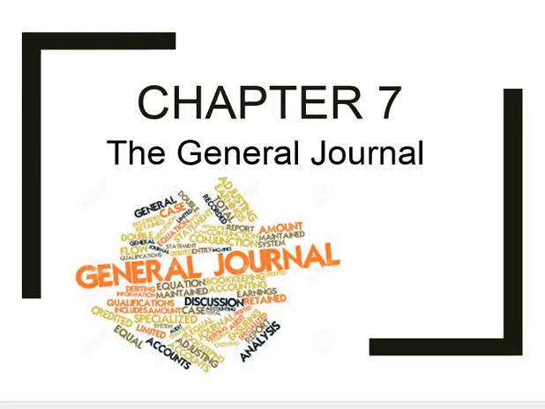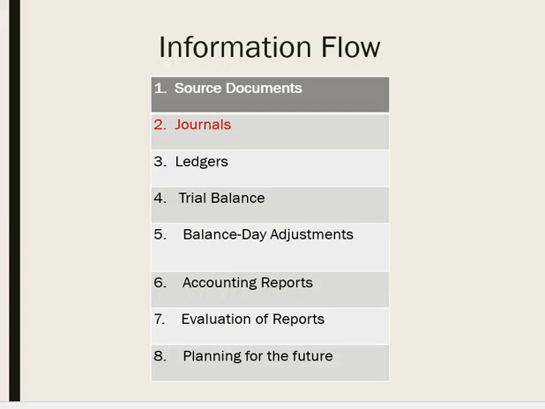The General Journal is covered in Chapter 7 of Neville Box. The reason why we have journals, obviously in the information flow of accounting, we have our source documents. Absolutely every accounting transaction has a source document. And then we process these to our journals. The journals contain all the individual pieces of information, which we then post onto the ledgers as a summary of information.